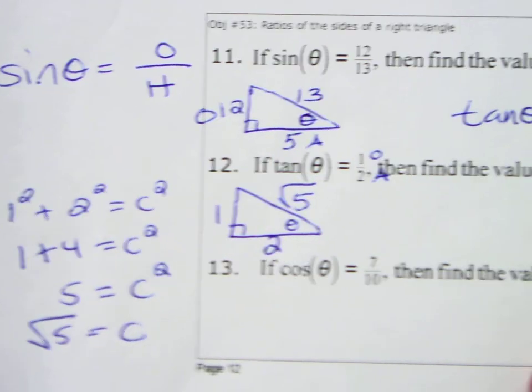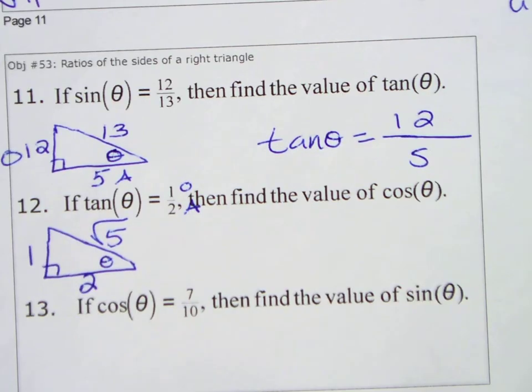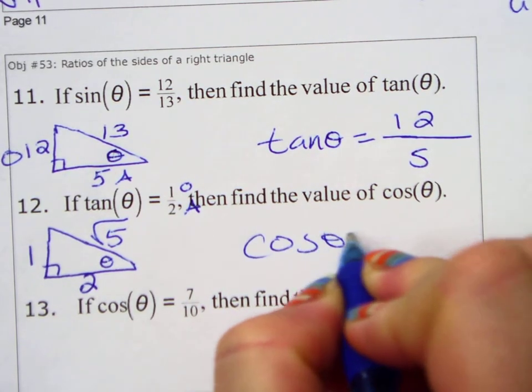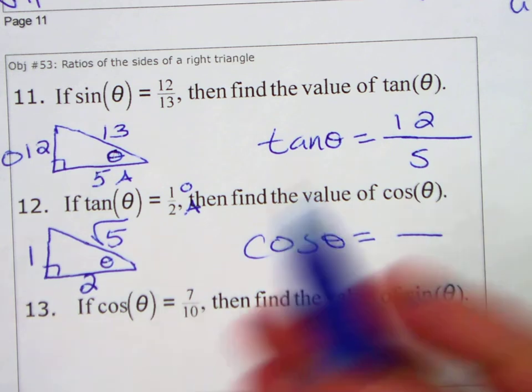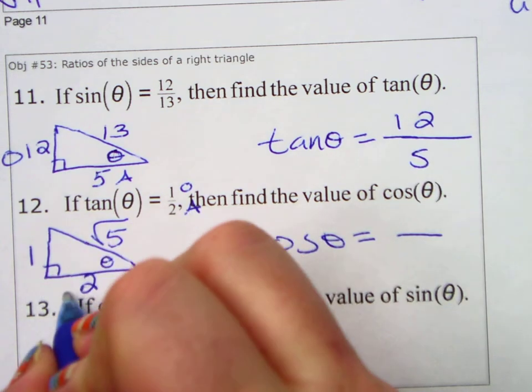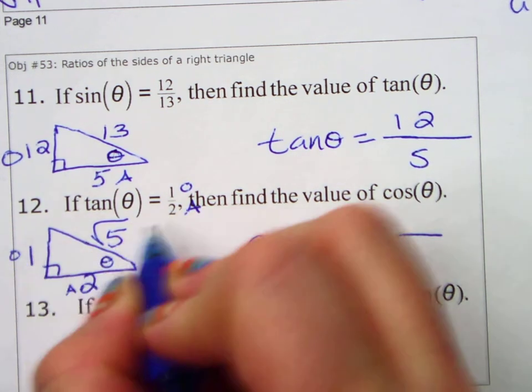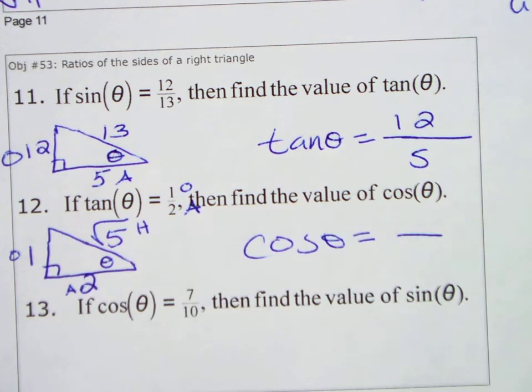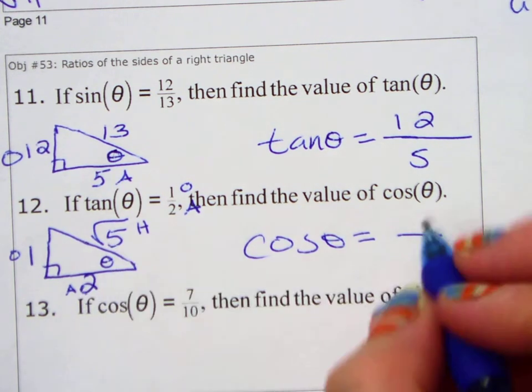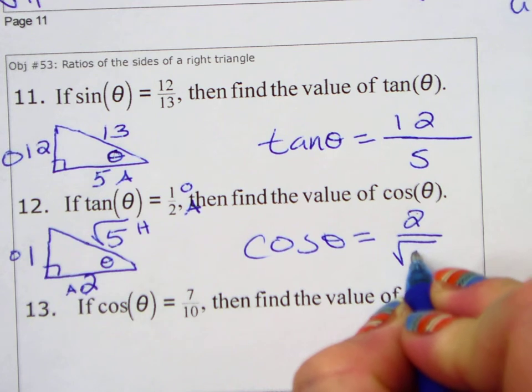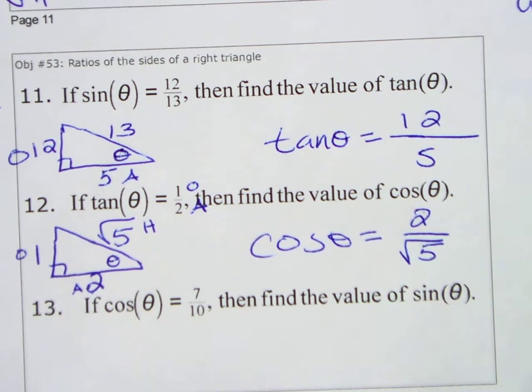Okay. So now I can find my cosine. Cosine of theta is adjacent over hypotenuse. What's adjacent? Is right there. This is my opposite. This is my hypotenuse. So adjacent 2 over radical 5. And we're done. Okay. Pause the video. Do the last one on your own.